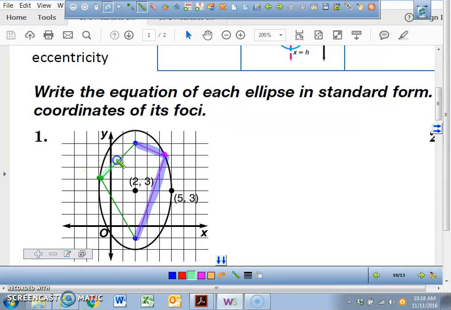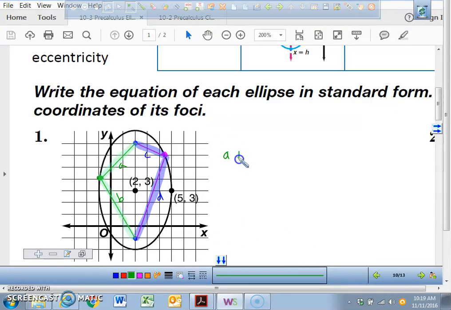If that doesn't make a whole lot of sense right now, that's okay. I'm going to label it. I'm going to call this distance A, this distance B, this distance C, and that distance D. What I want you to understand is that if you took whatever length A is and added it to whatever length B is, that would equal the distance C plus the distance D.